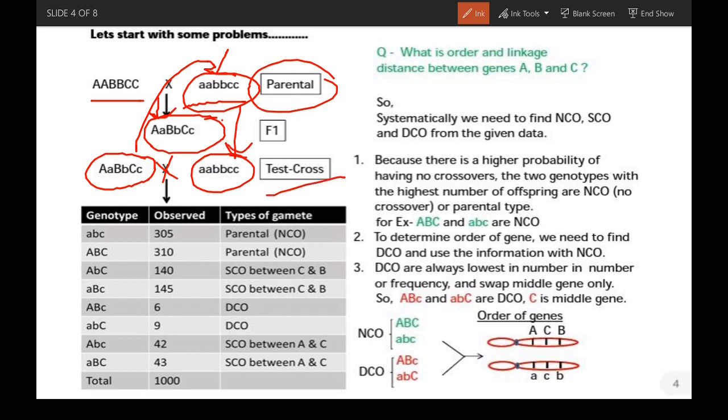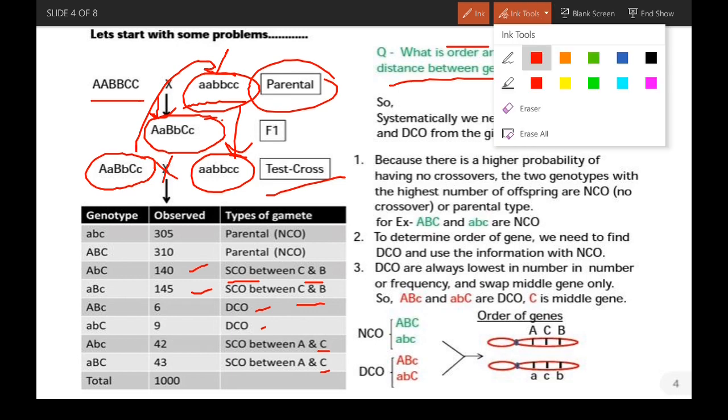So we observe something like this: parental type 305 and 310, a single crossover between C and B, this many, a double crossover, this many, and a single crossover between A and C, this many, and a total of 1000, right? So what is the question? What is the order and linkage distance between genes A, B and C? Let's find that out.